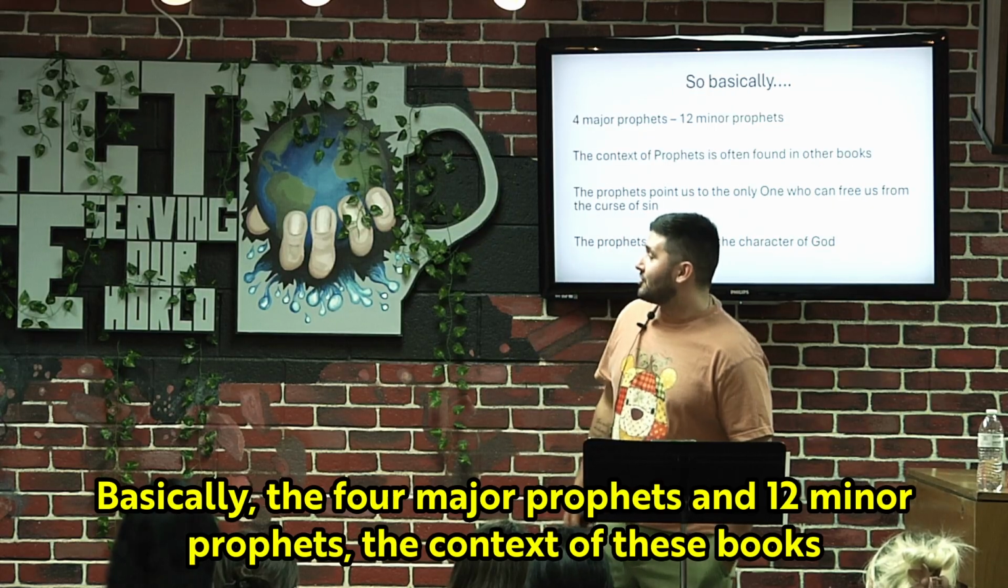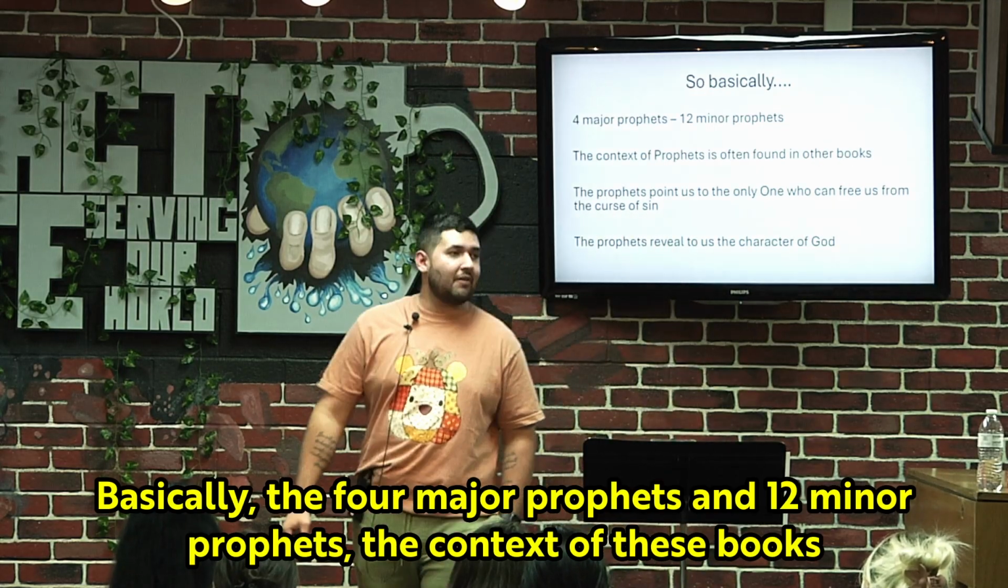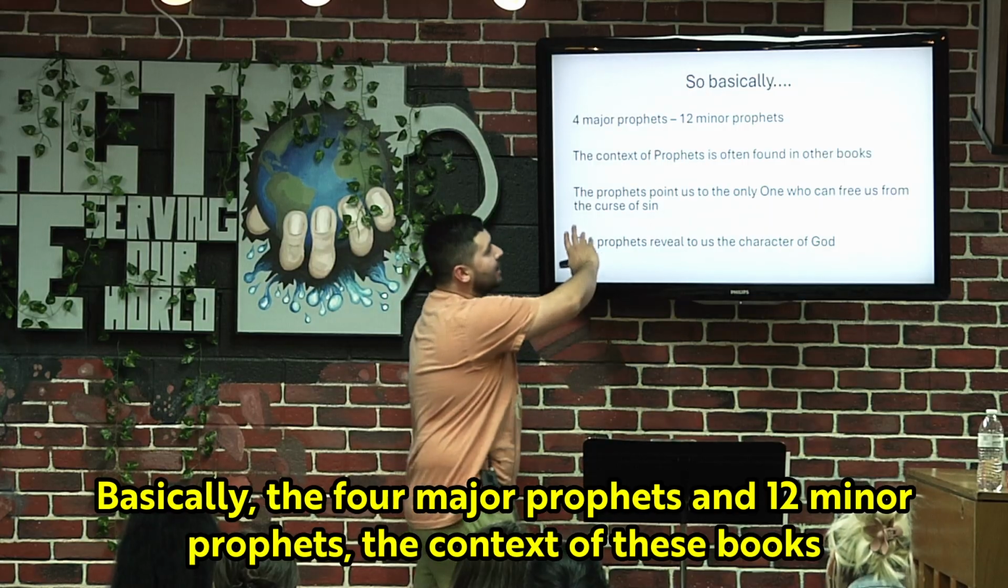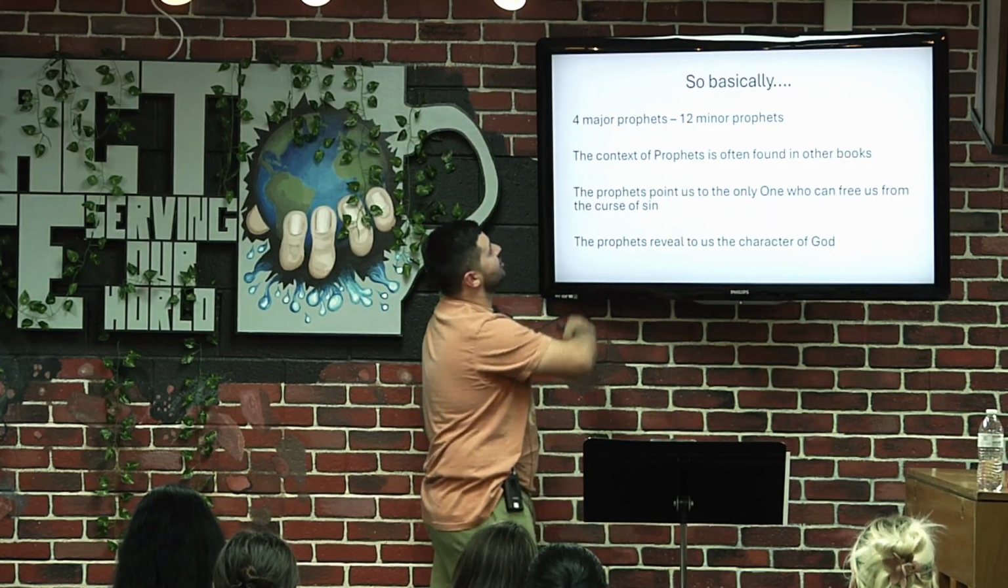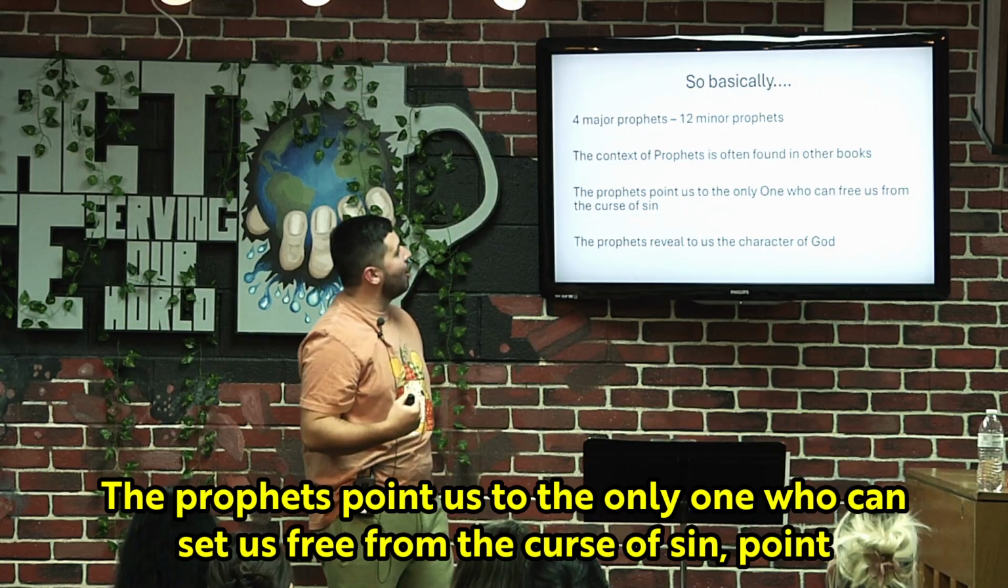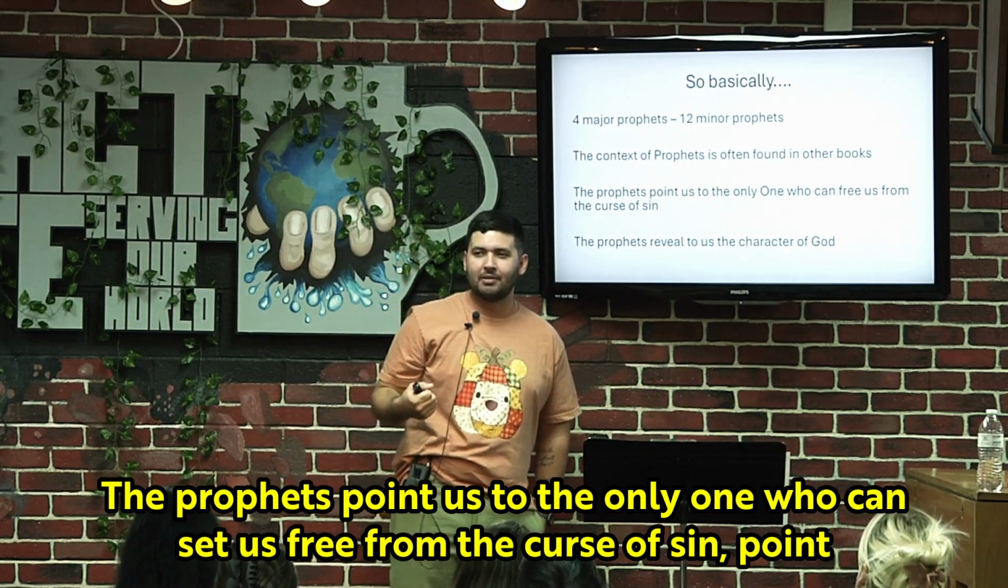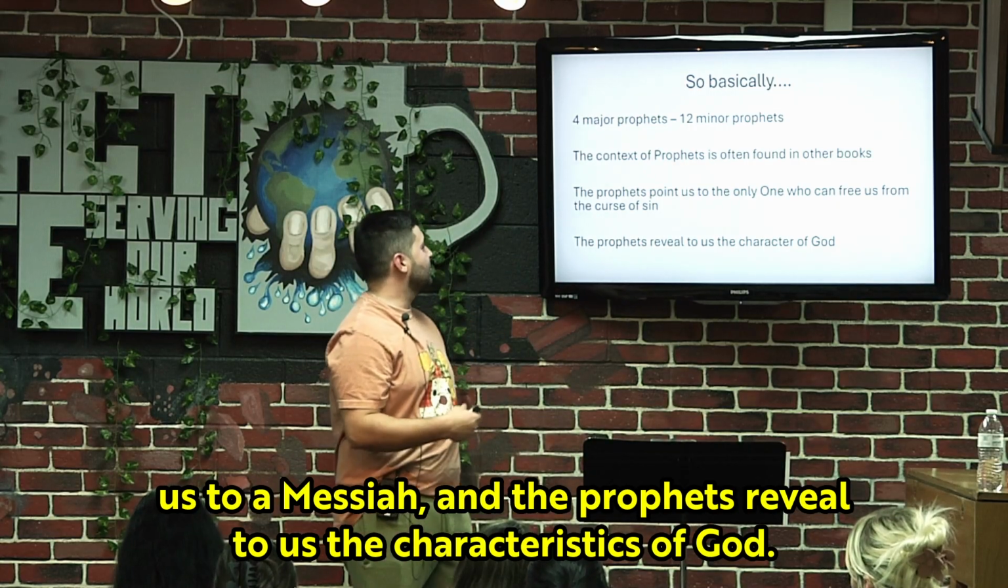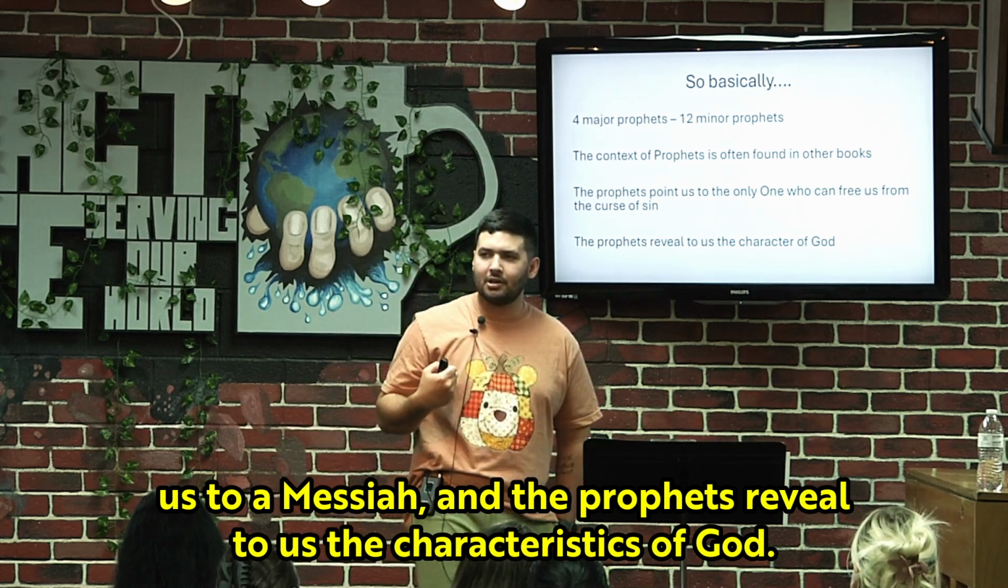So basically, the 4 major prophets and 12 minor prophets, the context of these books is often found in other books. The prophets point us to the only one who can set us free from the curse of sin, point us to a Messiah. And the prophets reveal to us the characteristics of God.